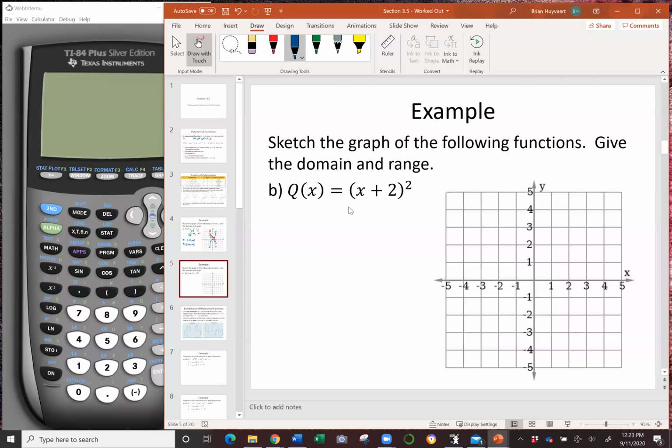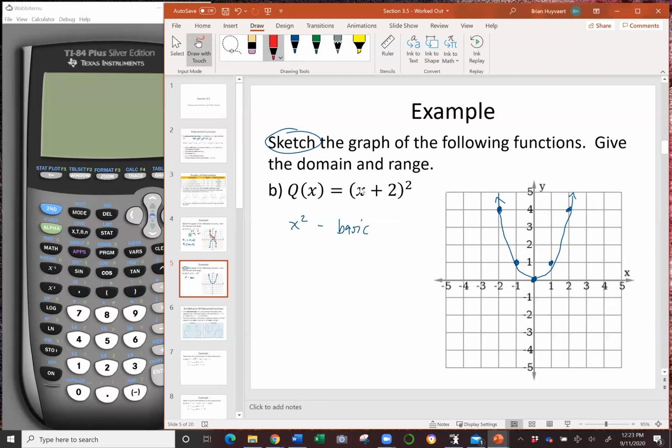For q of x here, again, we can say, well, let's start with the most basic function, right? So x squared is going to be the basic function. So x squared is going to pass through 0, 0, 1, 1, negative 1, 1. And if you want to go further, you could say negative 2, 4, and 2, 4, right? But we're just looking for a sketch. When we say sketch, we're looking for general shape here. So it doesn't have to be perfect. We just want to get a general idea of what's happening. So, okay, looks something like that.